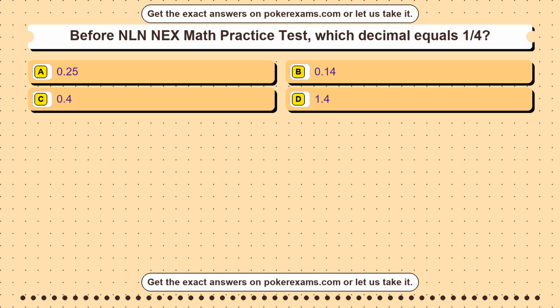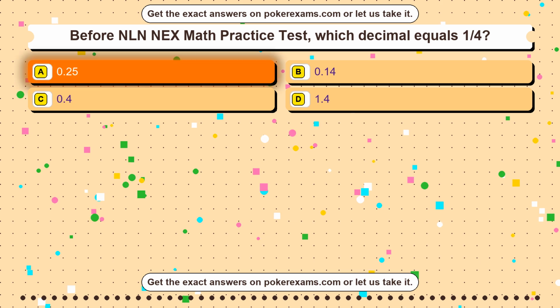Question 5. Before get inference practice, which term means the result of an experiment can be repeated? Option A reliable. Option B biased. Option C ancient. Option D estimated. The correct answer is option A.